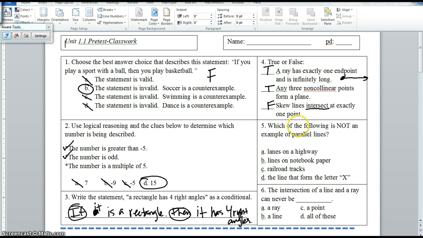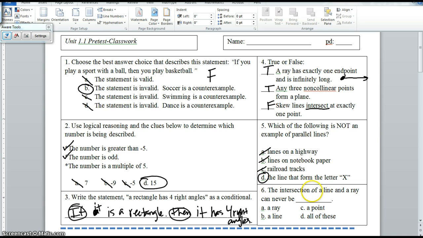Number 5. Which of the following is not an example of parallel lines? Lines on a highway, those are parallel. Lines on a notebook, parallel. Railroad tracks, parallel. Lines that form the letter X, which they intersect, so that's not parallel.